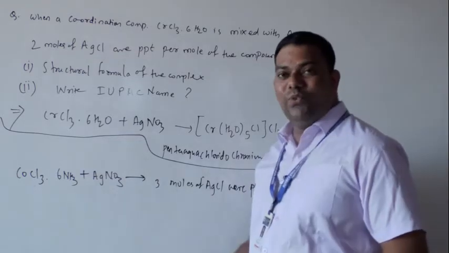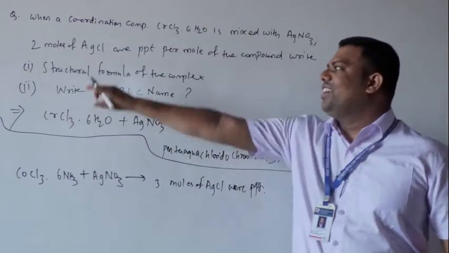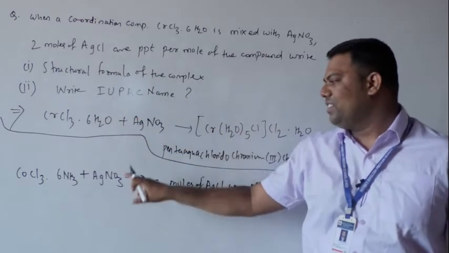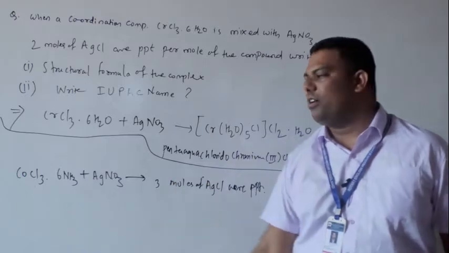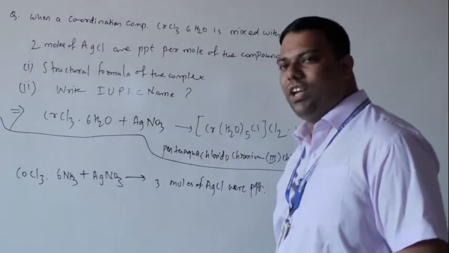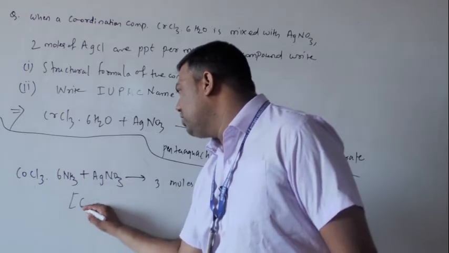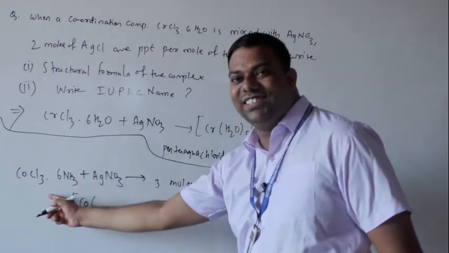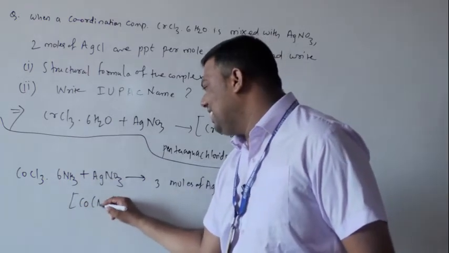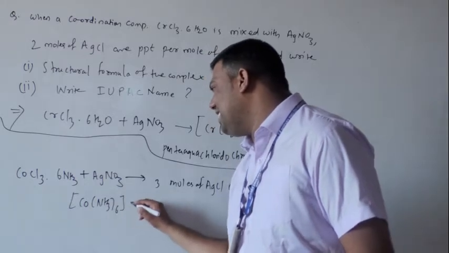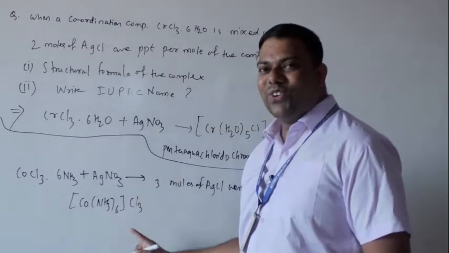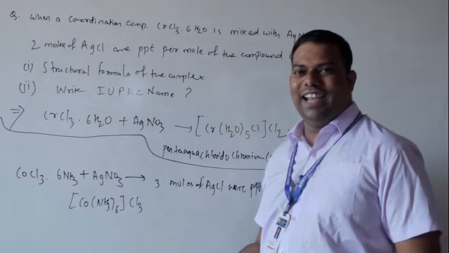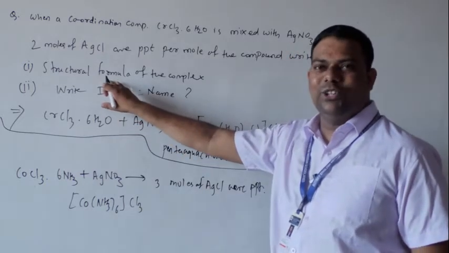Now, again the same. Draw the structural formula of the complex and write the IUPAC name on the basis of this coordination compound. We can write it easily. So see how we can write. Yes, Co, ionizable 3, so here also 3Cl, no issue. NH3 6, and here, yes, Cl3. So obviously here you will get 3 moles of AgCl, easily you will get, and you will get the answer of this question also.